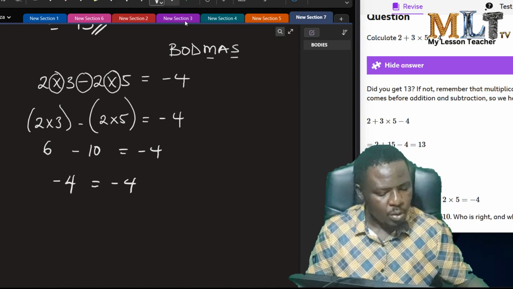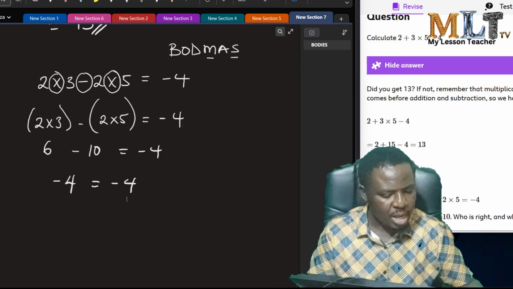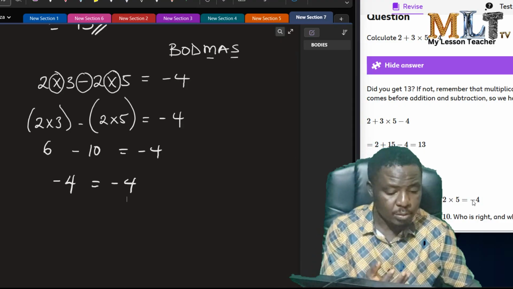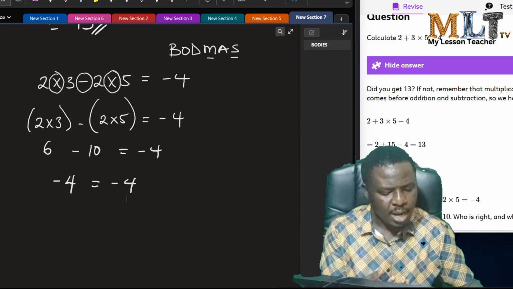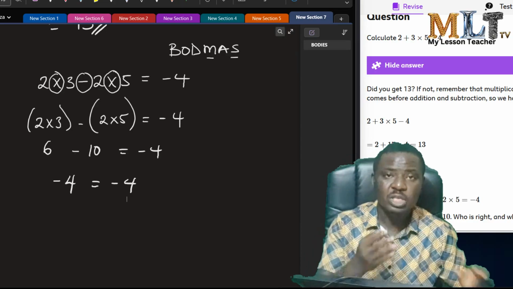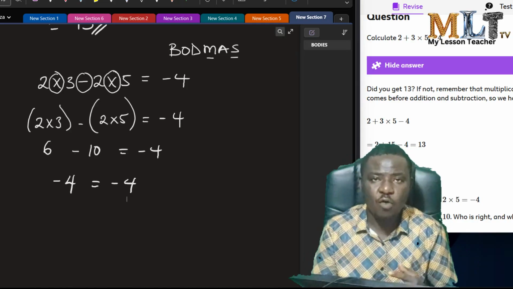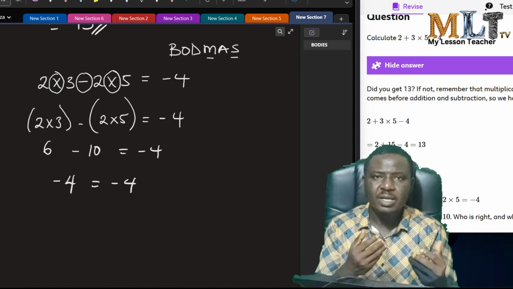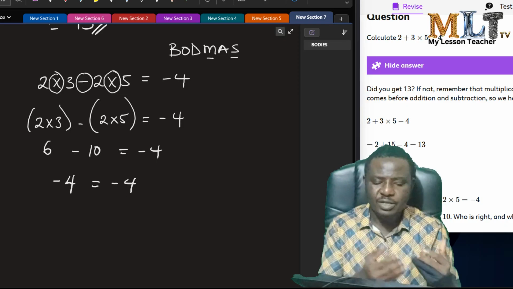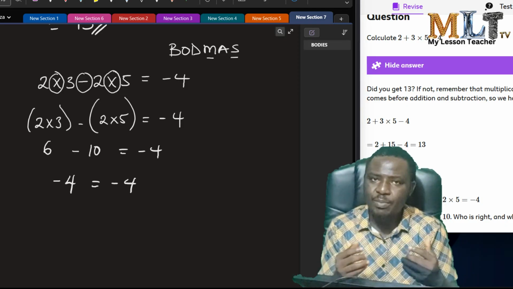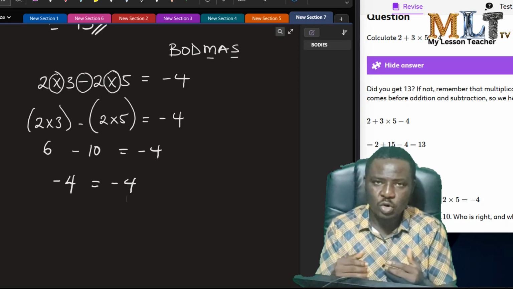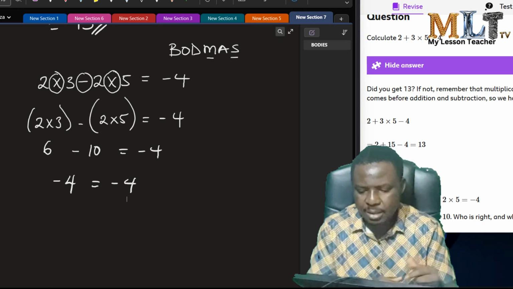Now, Paula is said to be right, okay? And why? Because he or she, Paula, followed the order of operations. Let's see why Steve is wrong, how he manipulated the expression to get 10.